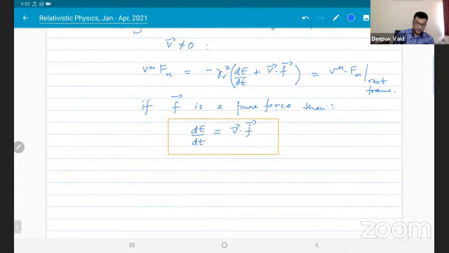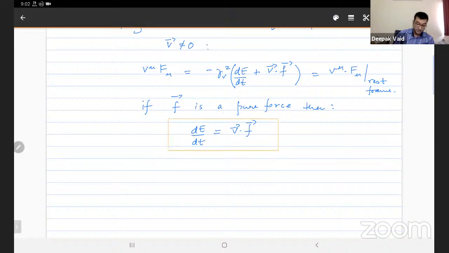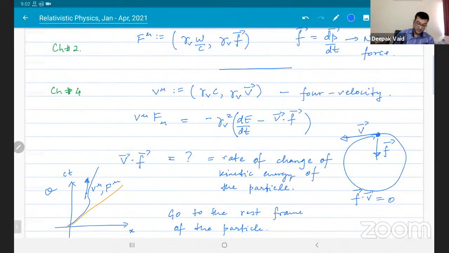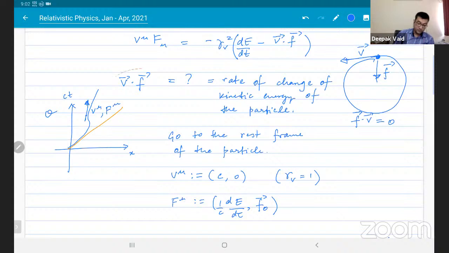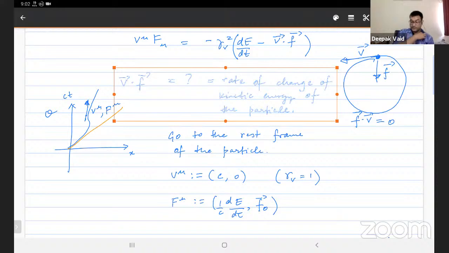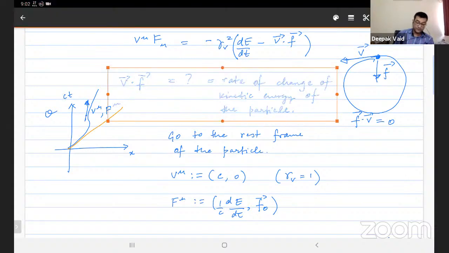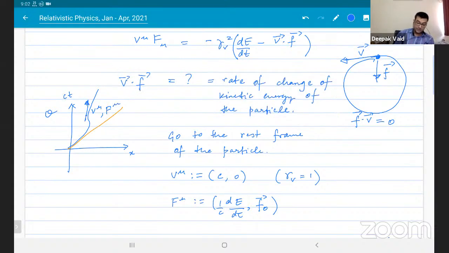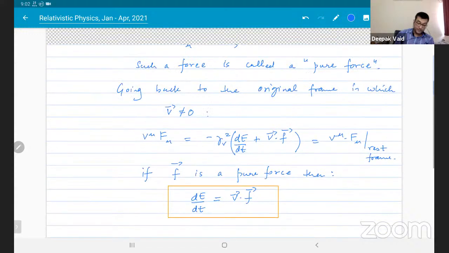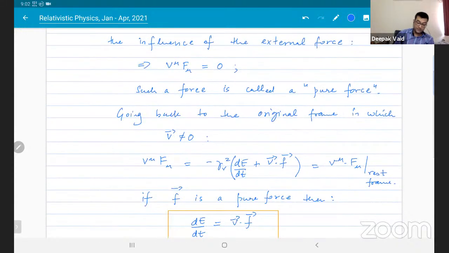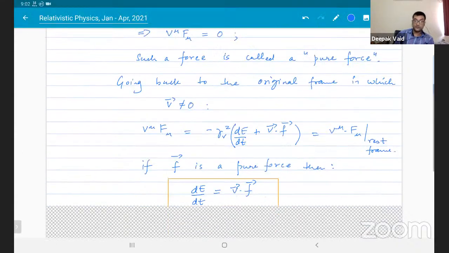So again, this is not so surprising because as we already know from classical mechanics, V dot F is the rate of change of the kinetic energy of the particle. But we are talking about relativistic systems. In relativistic systems, this may not necessarily be true. When is it true? It is true when you have this thing called a pure force.